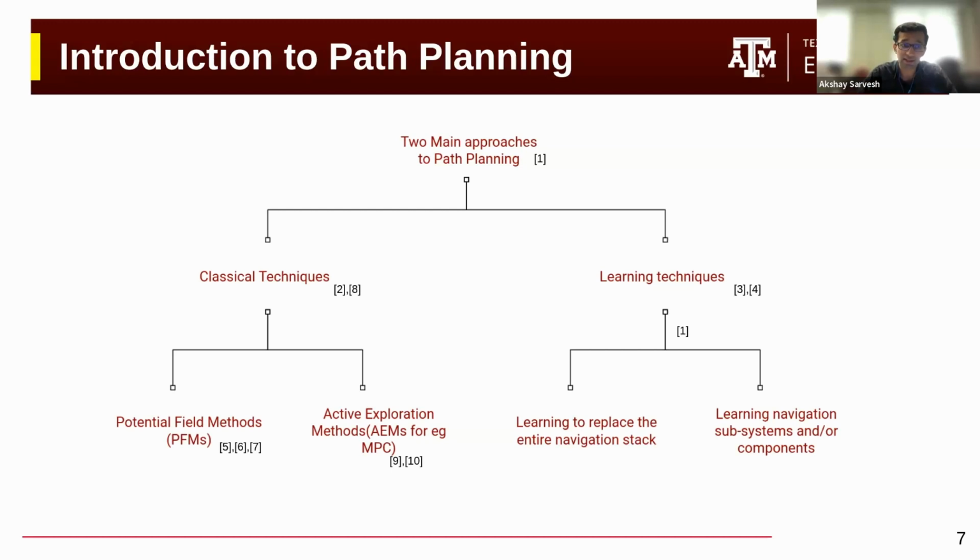Some of the more important classical techniques happen to be potential field methods and active exploration methods like MPC. And with learning techniques, there are some techniques like learning to replace the entire navigation stack and learning navigation subsystems and/or its components. Potential field methods, again, are a classical method. They've been present in the literature for quite some time. There are still some disadvantages in potential field methods. Oftentimes, they can get stuck in local minima. With active exploration methods, they're oftentimes computationally expensive, and their solutions usually work under some assumptions. With learning-based techniques, there oftentimes exists a lack of explainability and also a lack of repeatability.